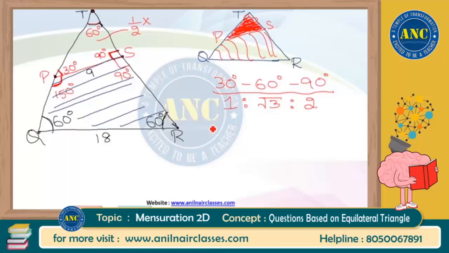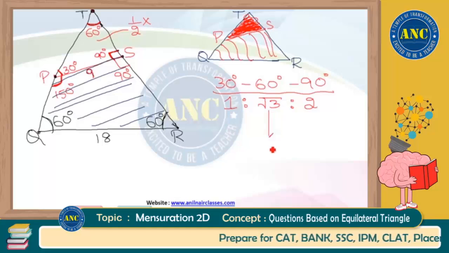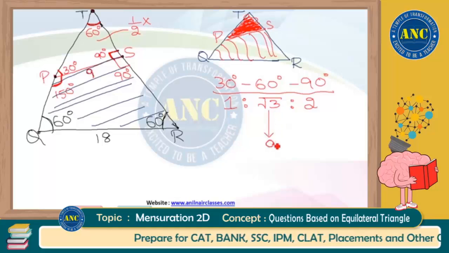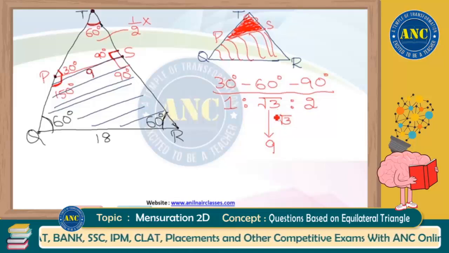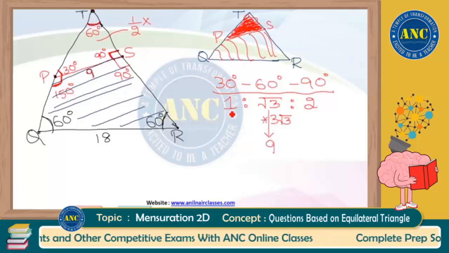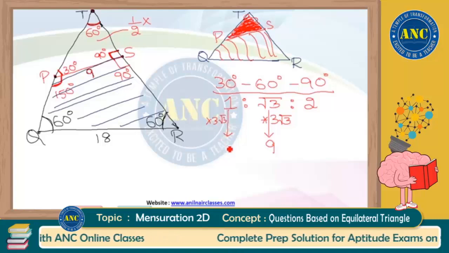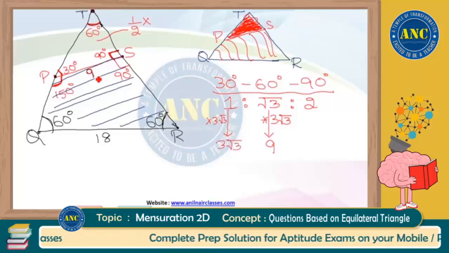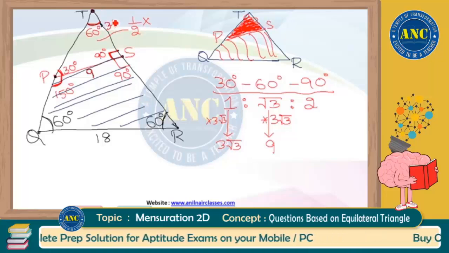But according to the question, the side opposite to 60 is given as 9 units. So the question says it is not root 3, it should be 9. Root 3 into root 3 is 3. Multiply 3 with another 3 so that it becomes 9. Multiplying factor is 3 root 3. This 1 also is multiplied by 3 root 3. So opposite to 30, this TS should be 3 root 3.